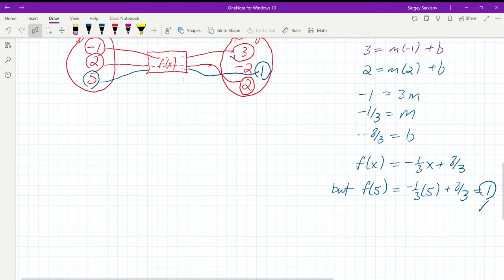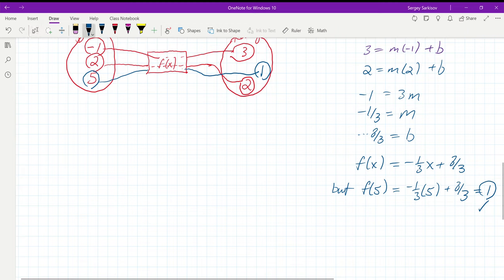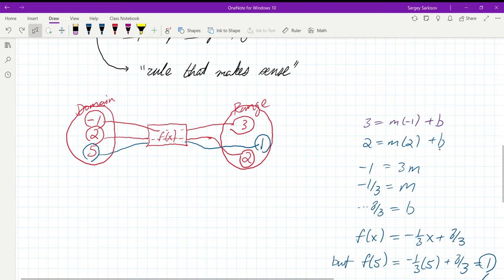And then the negative 2, well, there's no negative 2. Can't get a negative 2 that way. And then this is our relation, and this is a y if it's a relation, otherwise it's an f of x. So our function f of x is equal to negative 1/3 x plus 8/3 does this trick.